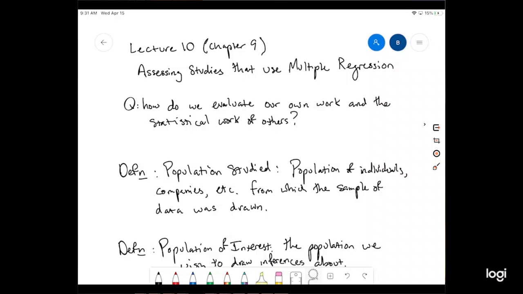Okay, this set of lecture notes is the introduction to lecture notes 10. This is chapter 9 in the book. It's about assessing studies that use multiple regression.